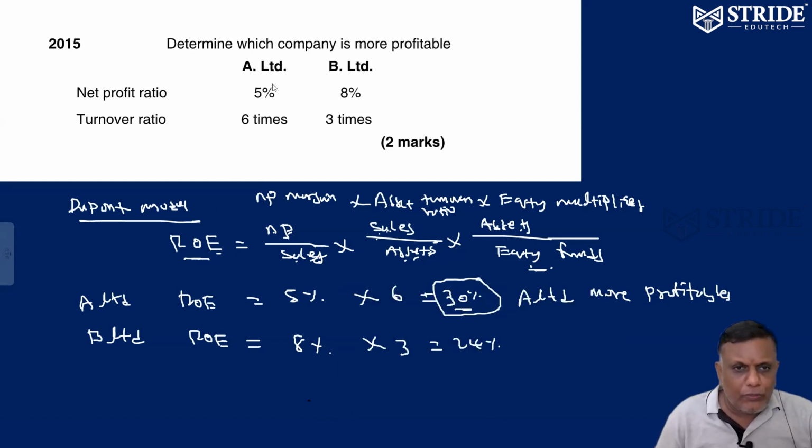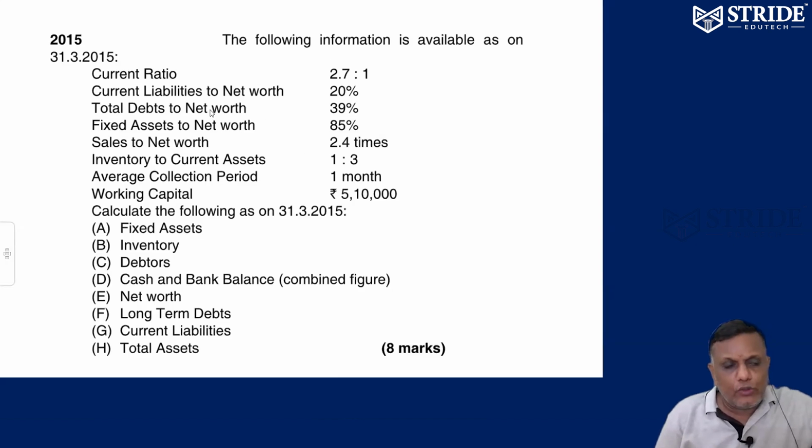This equation is called the DuPont model. To find ROE, please memorize: net profit margin into asset turnover ratio into equity multiplier. Okay. Now let's start with the 2015 paper.